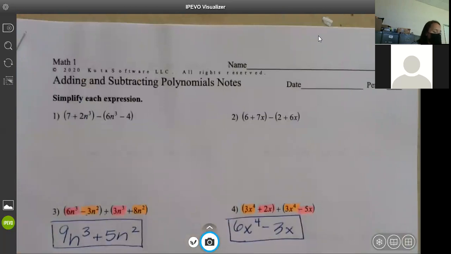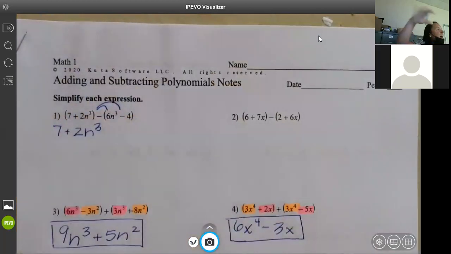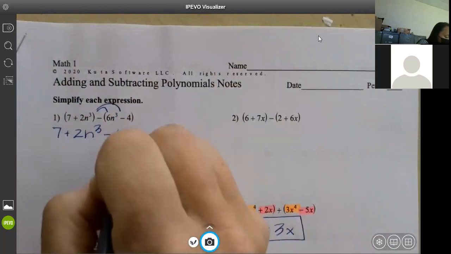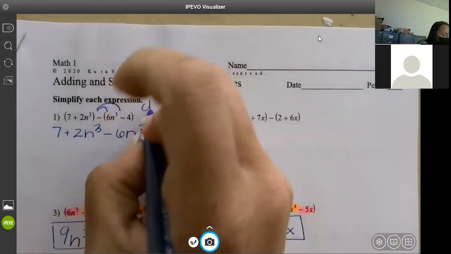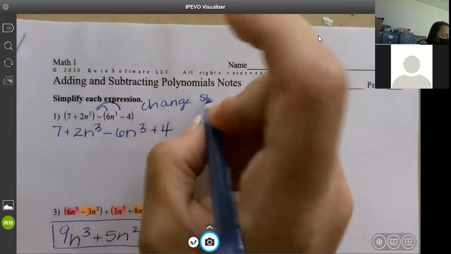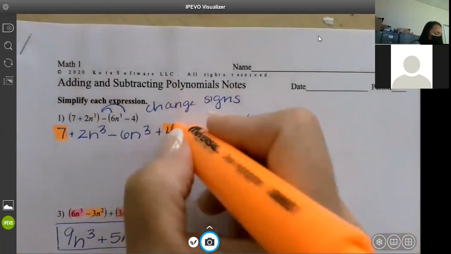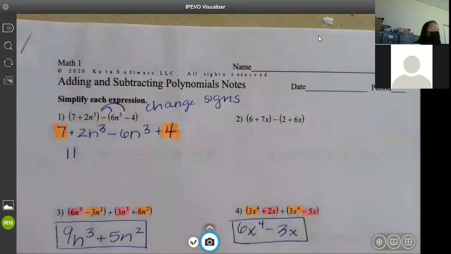All right, so look at your next one. Anytime you have minus, you need to distribute that minus. So what that means is write the first one like normal. And then that back parenthesis, we want to just change the sign. So it was a positive 6n cubed. We're going to change it to negative 6n cubed. It was a -4, so we're going to change it to +4. So all we're going to do is change signs. And now it looks exactly like the other problems. That's it. All right, so we look for our like terms. We have just a plain 7 and just a plain 4. So we add those up. 7 plus 4 is 11.